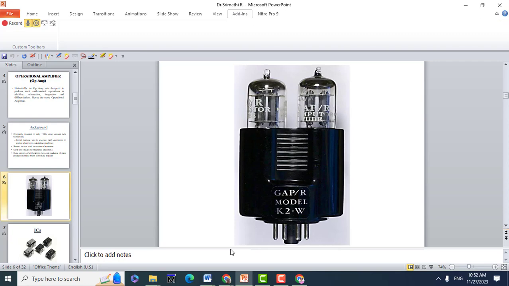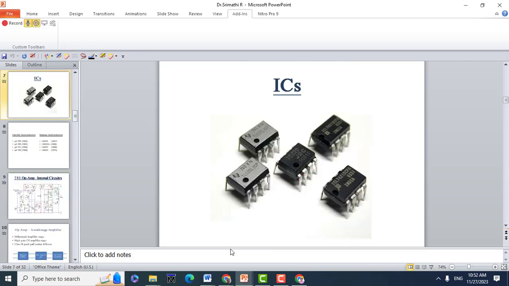In 1940, this is the GAP/R model. So this is how the first operational amplifier was made. And later, after the invention of integrated circuits, namely your IC, you have it like this. This is said to be DIP, meaning you can insert it in a breadboard or in any circuit. Hence, it is said to be dual inline package.